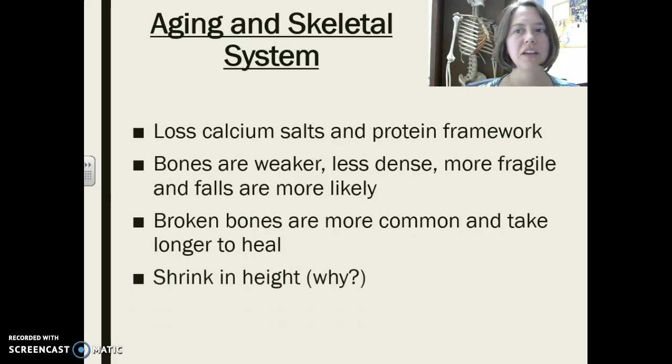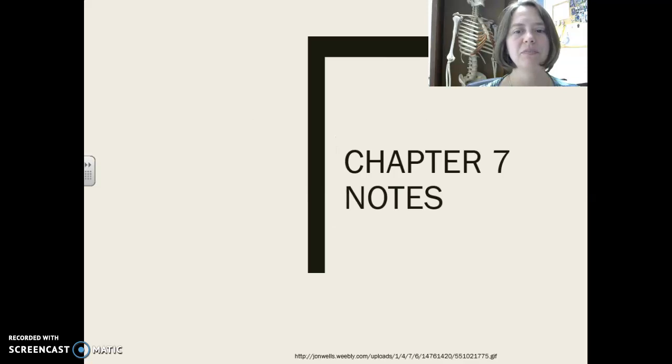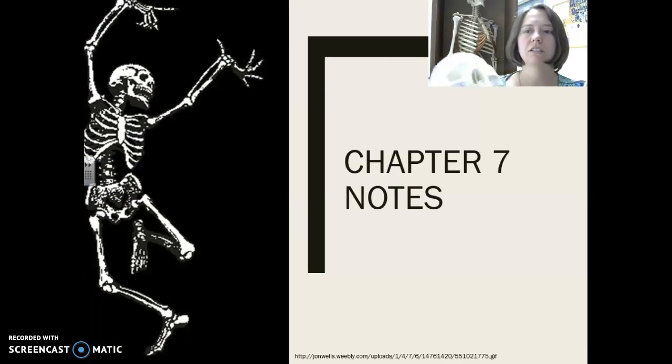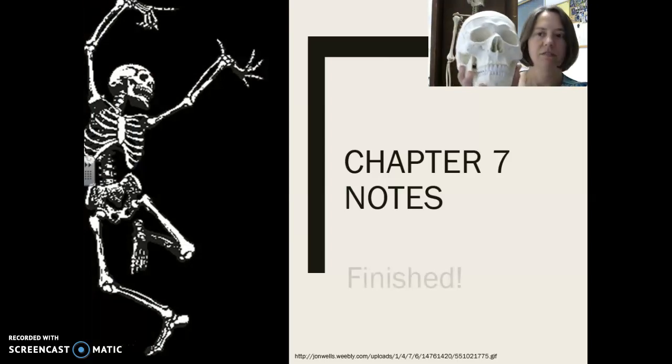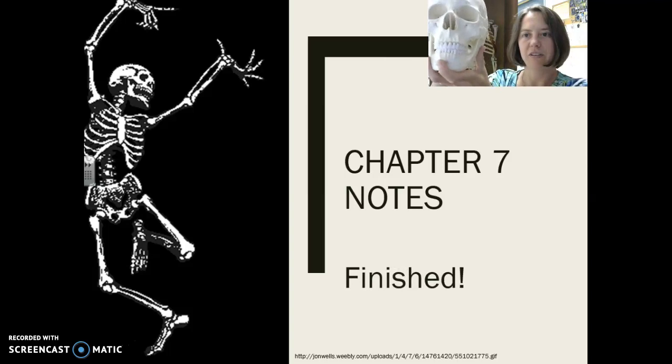I would like you to think, and also look in your book, about why a person would shrink in height as they age, and why there would be more joint damage. As we're finishing up the chapter, we're going to learn what happened to Reggie. And our chapter 7 notes are finished. Good job. Thank you.